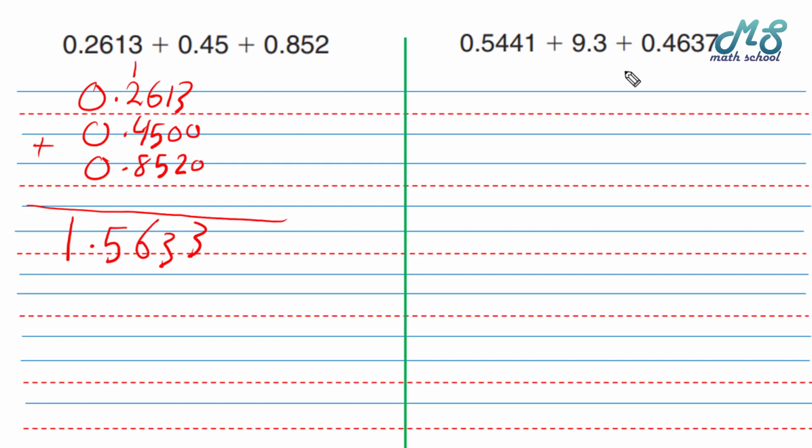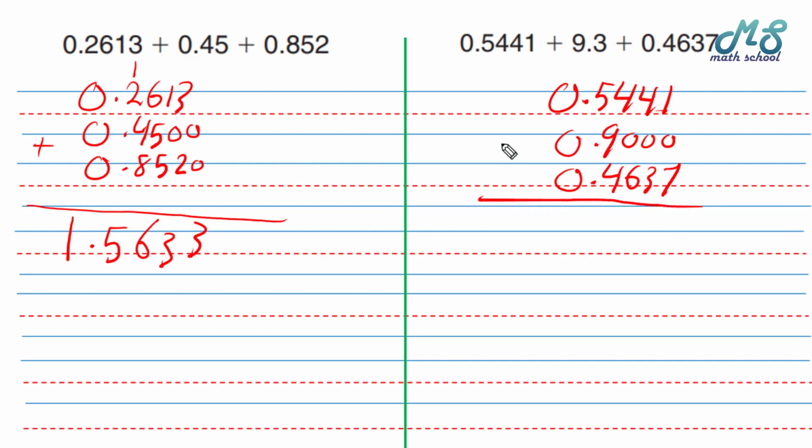Next, align the 3 numbers above each other. We have 4 decimal places, so you have to insert the triple zeros. Now 0.441, 0.541 plus 0.9 and write triple zeros. Next, 0.4637. Now you can add the 3 numbers.